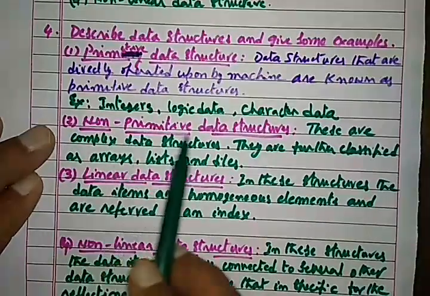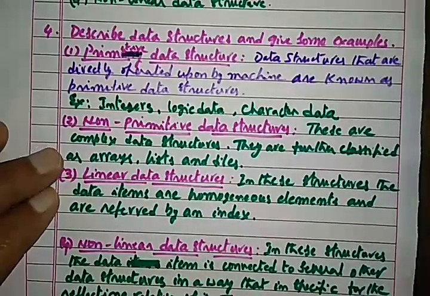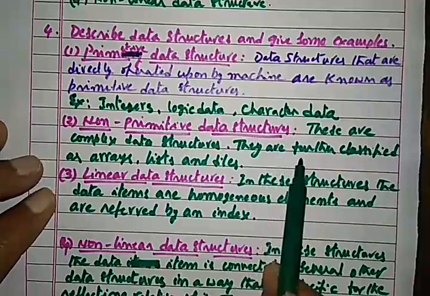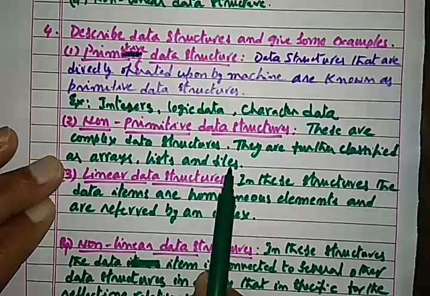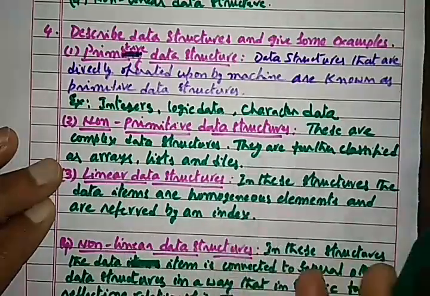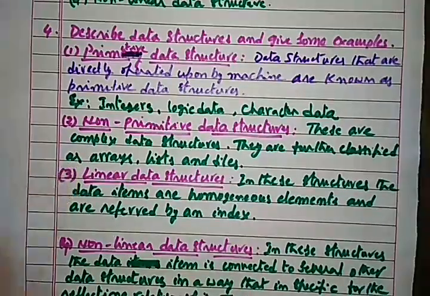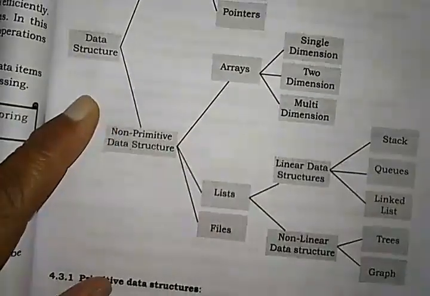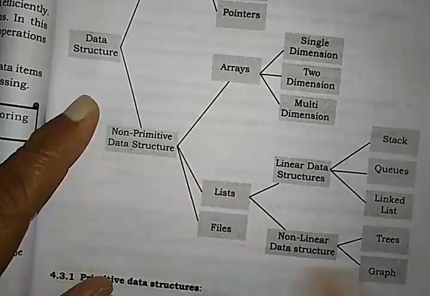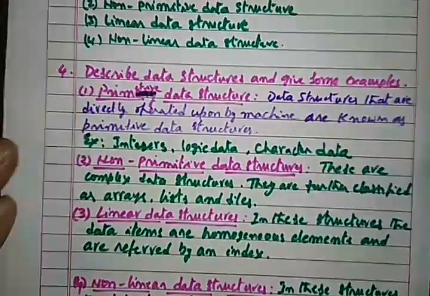Second one, non-primitive data structures. These are complex data structures. They are complex in nature, meaning it is not very simple like this. They are further classified as arrays, lists, and files. I showed in the book: arrays, lists, and files. Here you see arrays, lists, and files. For this I have not given any examples.